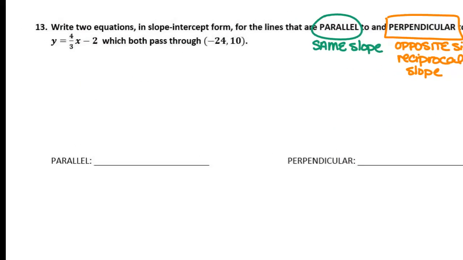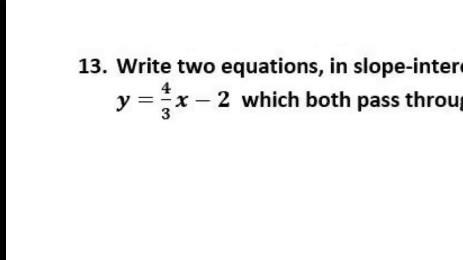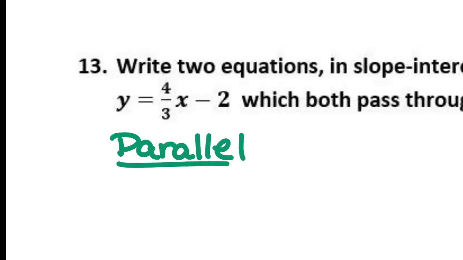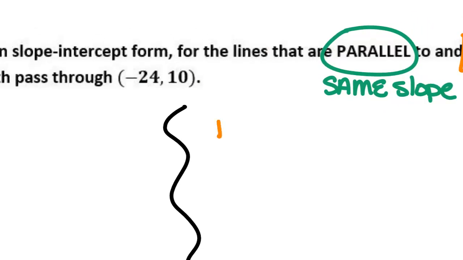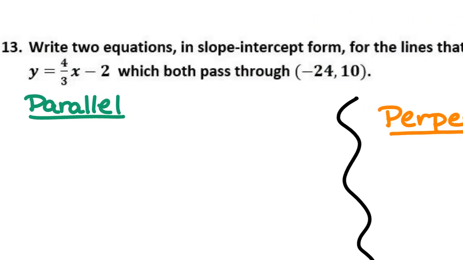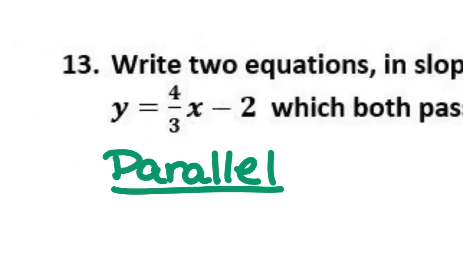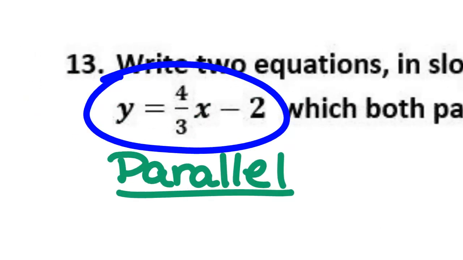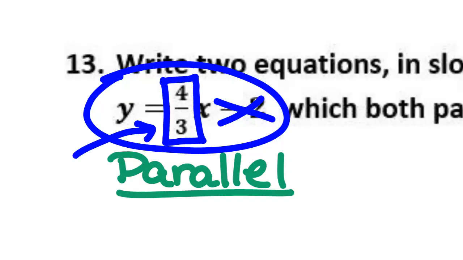So I'm going to divide my paper in half. On one side, I'm going to do parallel, and on the other side, I'm going to do perpendicular. They gave me a line, and they gave me a point. The line that they gave me, this one right here, what's the only part of it that I care about? The slope. I don't care about that y-intercept at all. I only need the slope.